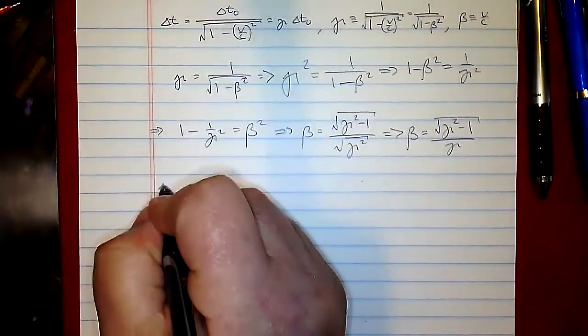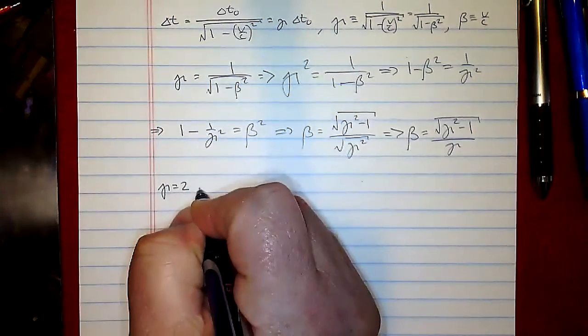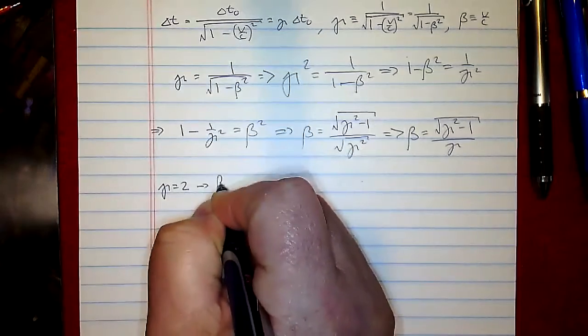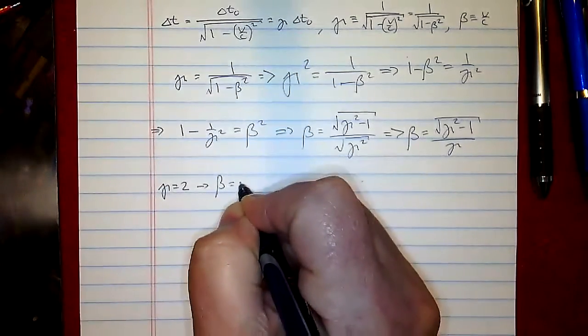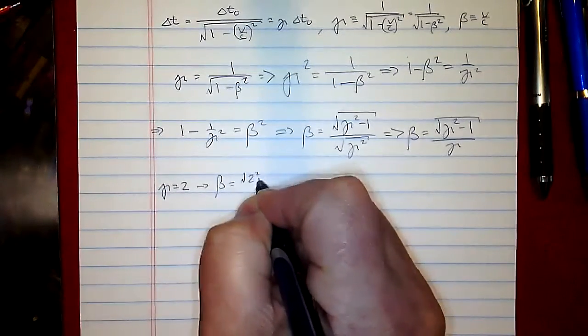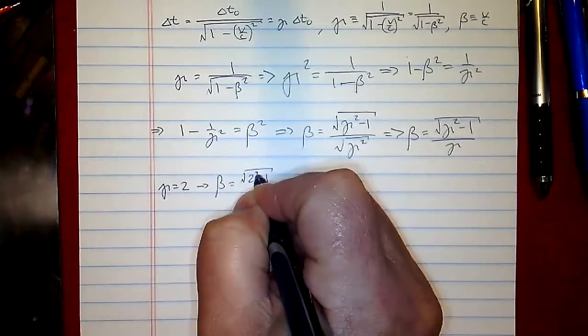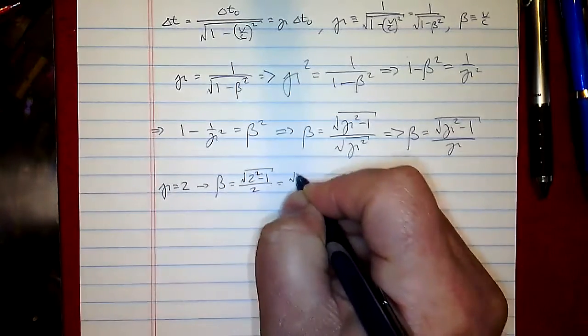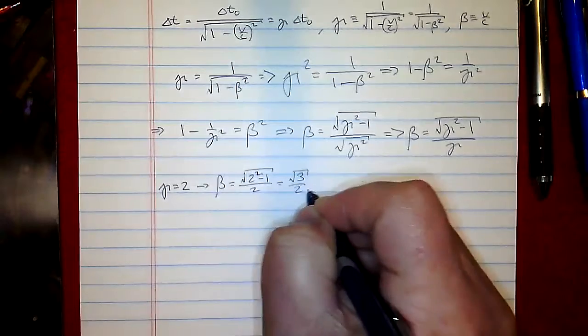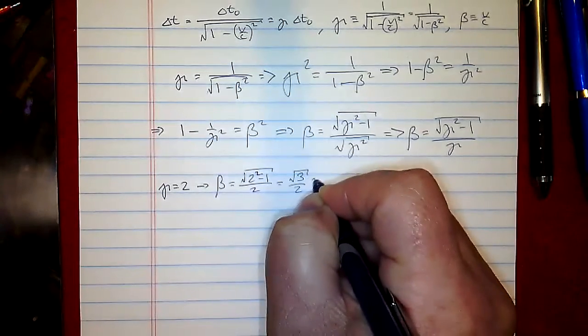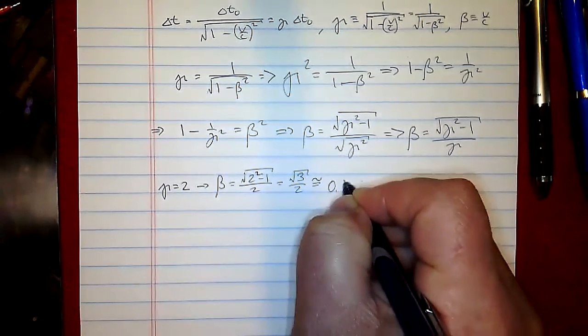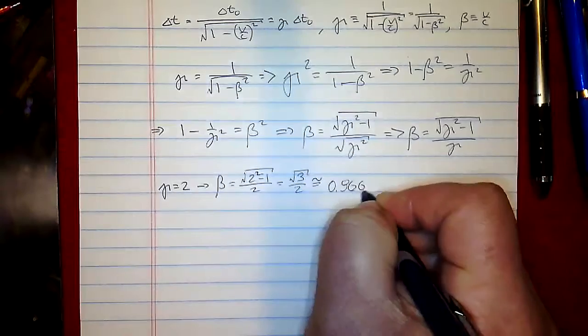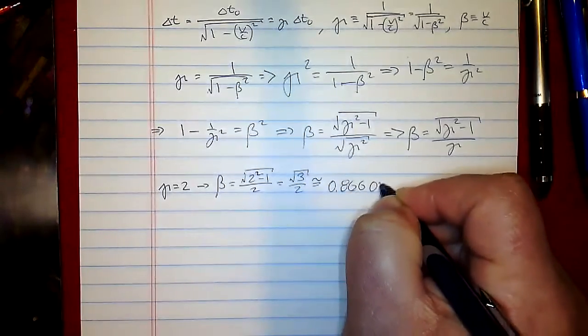When I want gamma equal to 2, that means beta is going to be equal to the square root of 2 squared minus 1, over 2, which is the square root of 3 over 2, which in decimal form is approximately 0.86603.